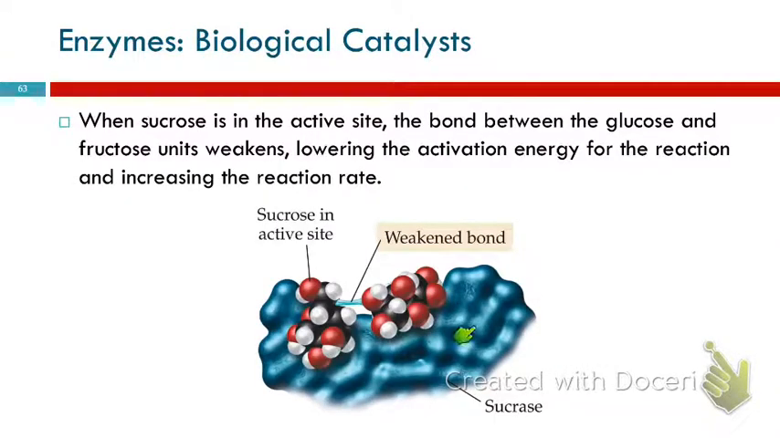Enzymes have an active site, which is like a landing pad for the desired molecule. The sucrase molecule comes and nestles in here, and this is done by intermolecular forces. In doing so, it puts a bit of strain on that bond between the glucose and the fructose. When that bond is strained, it's weaker and it requires less energy to break. That lowers the activation energy and allows the sucrose to be broken at a faster rate.